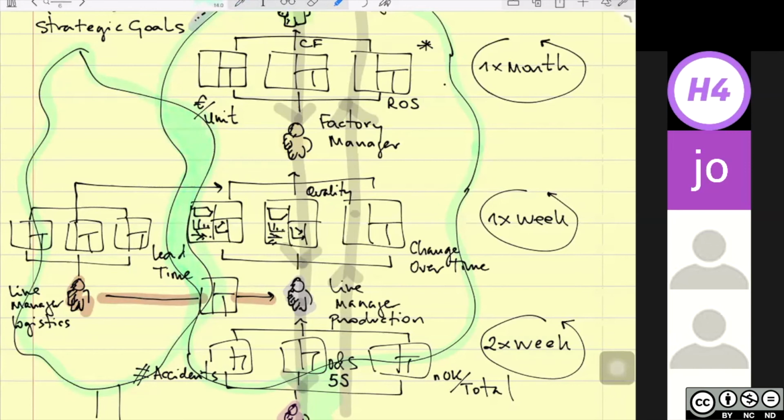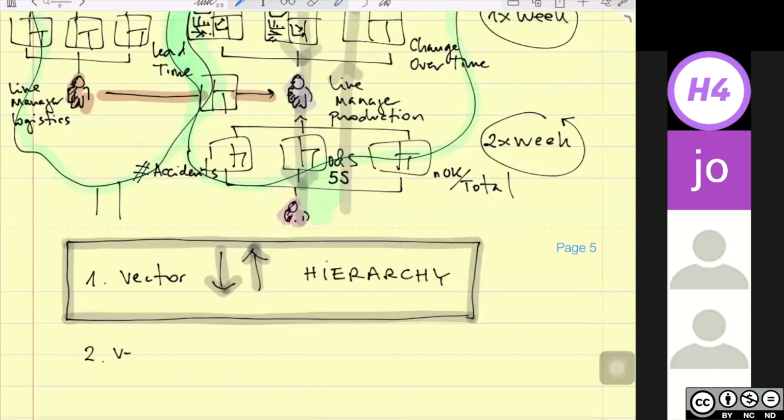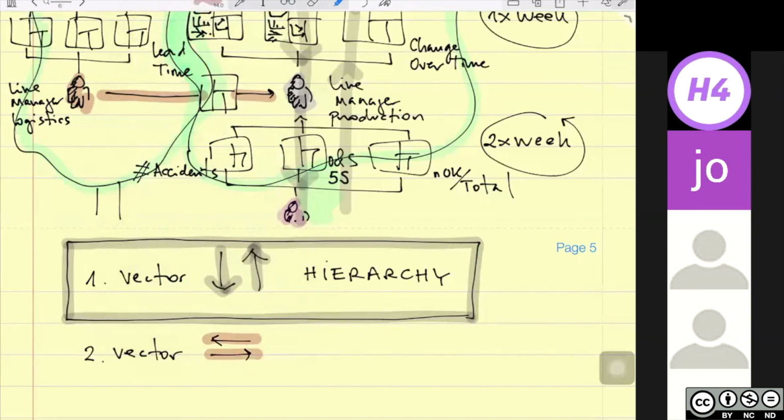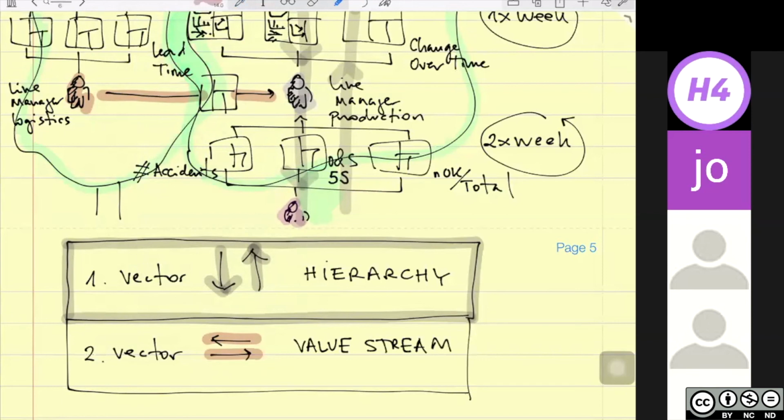So this interconnection, this horizontal interconnection, is the second vector. It's the second vector of connection. And it does not depend on hierarchy. It depends on the value stream. I hope you're connecting now to the other lectures where we saw this same logic. But now we're looking at this in way more detail, okay?